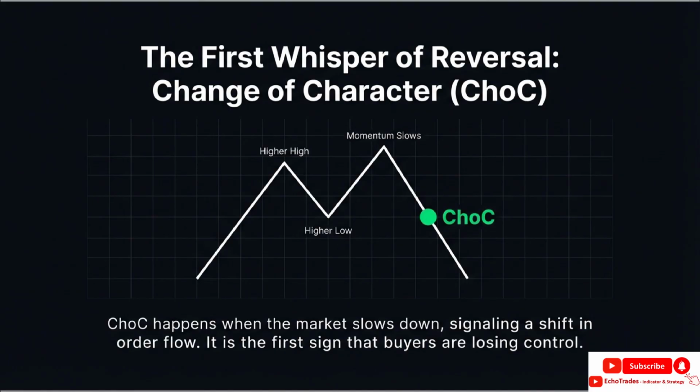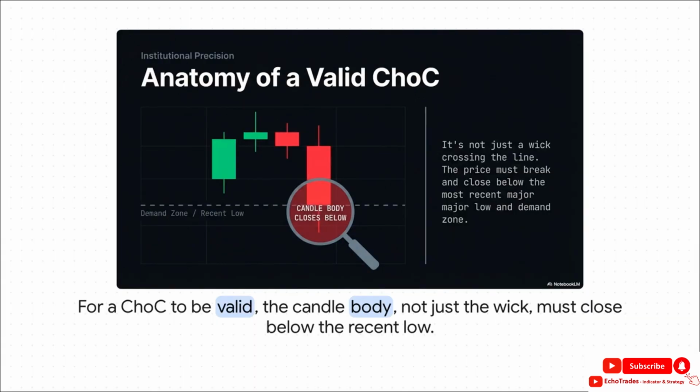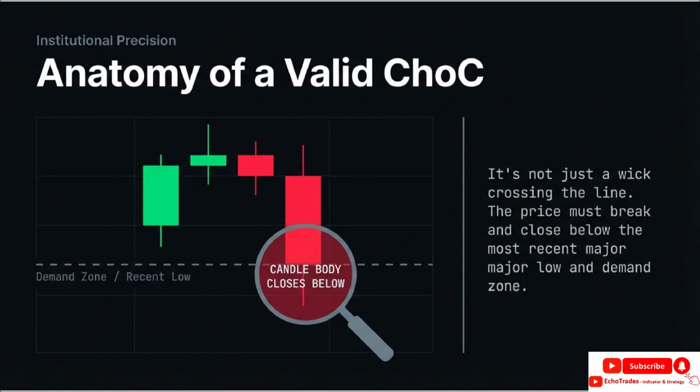But, and this is a big but, this is exactly where the danger is. Now, technically speaking, for a ChoCH to even count, it's not enough for just the wick of a candle to poke below that last low. The actual candle body has to break and close below it. But even when you get what looks like a picture-perfect, valid break like this one, there is a massive, killer flaw in trusting this signal by itself.